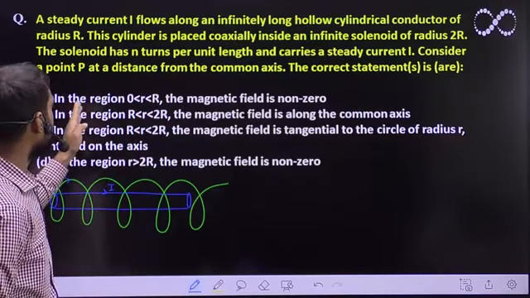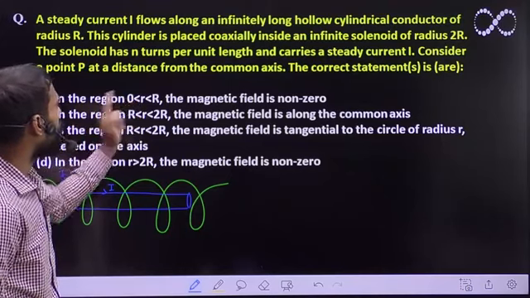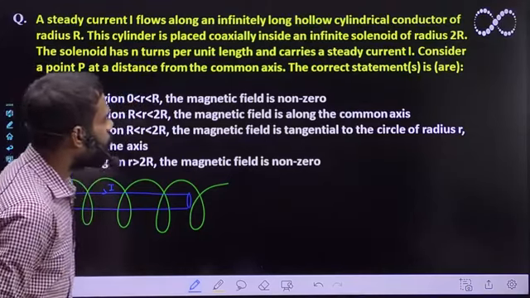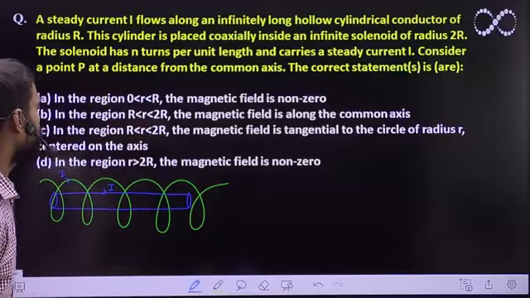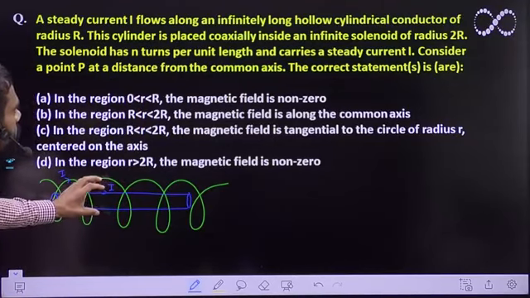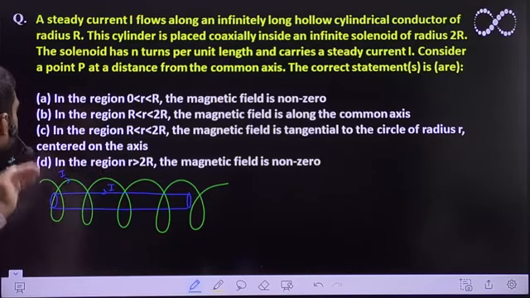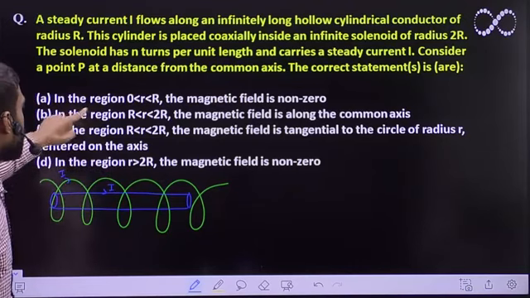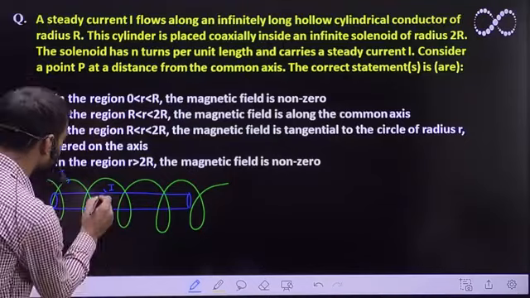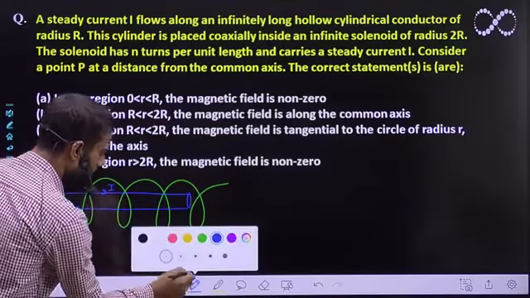So it is saying in the region from 0 to r, where r is between 0 and capital R, the magnetic field will be non-zero. See, here the two things are there. One is the hollow cylindrical pipe, and the other is the solenoid. So let us see option A first. It is saying between 0 and capital R. I mean from the axis.